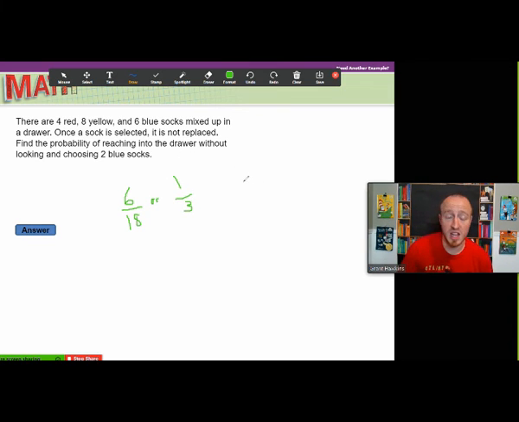If we get lucky and we get a blue, then what is our odds of getting another blue? Well, there are now only 17 socks because we took one out, and one of them was blue, so there's now only 5 blue. So it's 1/3 times 5/17. There's no cross canceling we can do, so we just multiply across and we get 5 over 51.